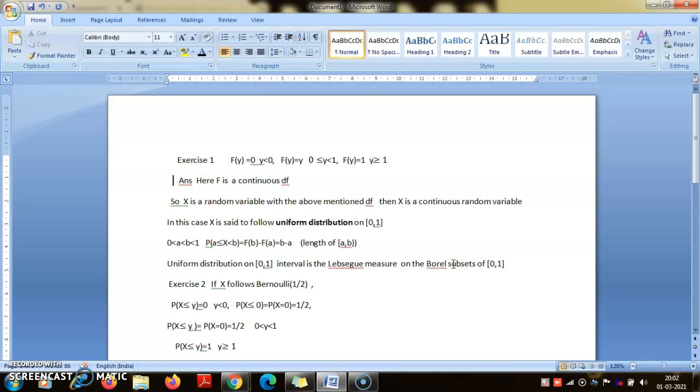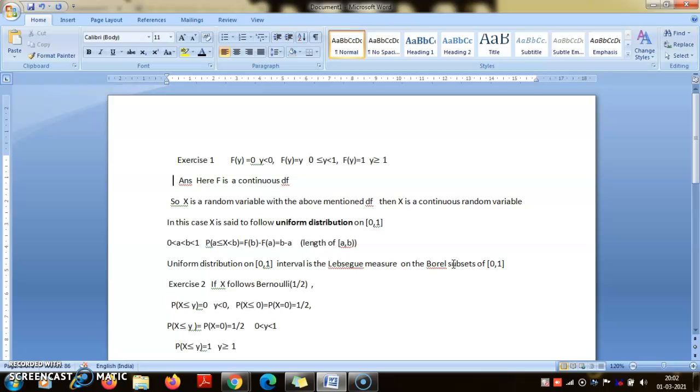I have defined a function like this, which is 0 for y negative, and between 0 and 1 it is a straight line joining (0, 0) and (1, 1), and at 1 and beyond it is 1. So you can imagine what kind of function that is. This is a continuous function increasing from left to right. So I have asked whether this is a distribution function.